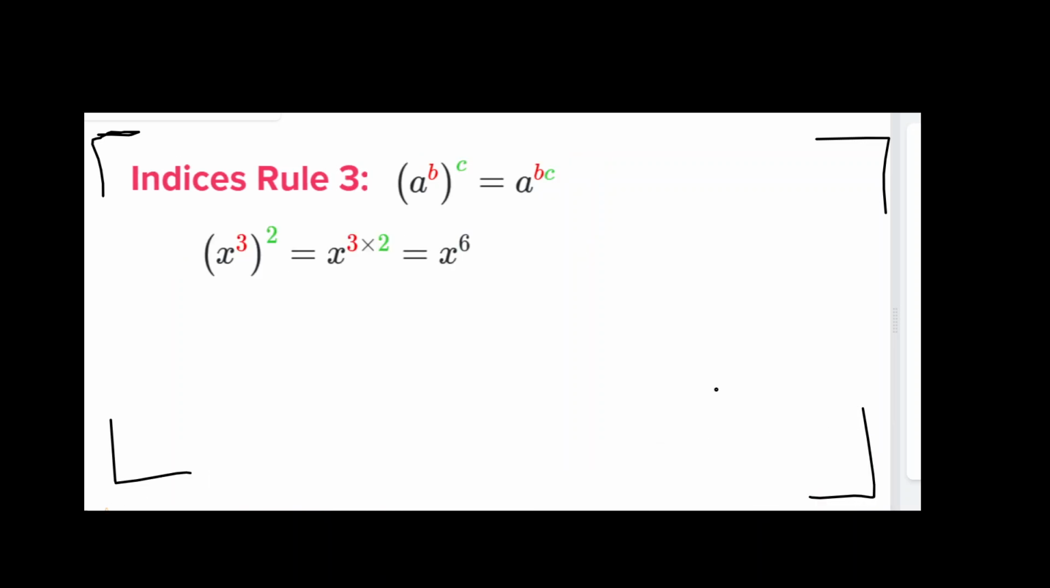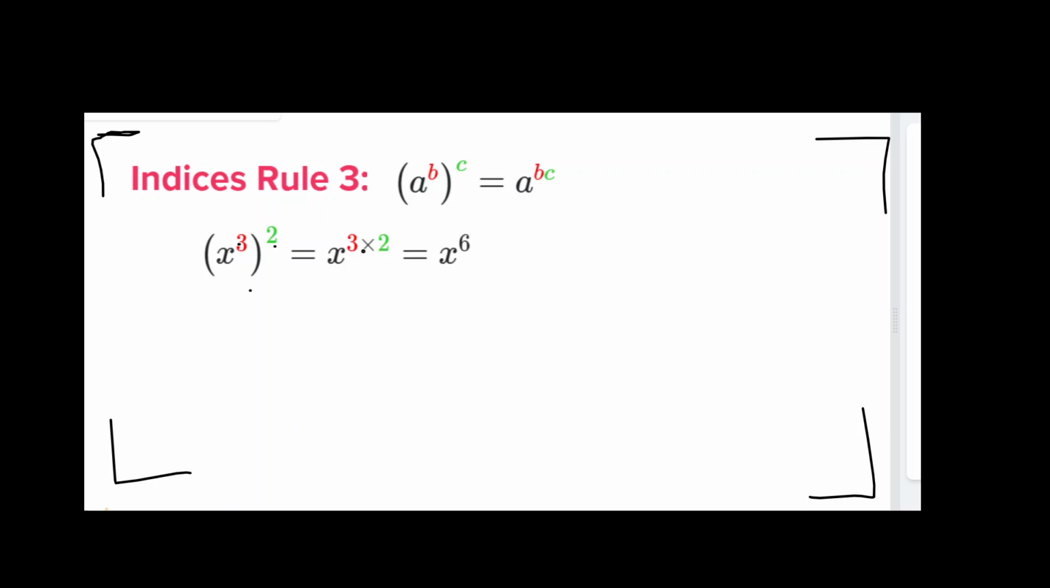Okay, next one. The third rule is where you have a power outside the standard expression you've been given. So there's a power inside and a power outside. The power that's inside and outside will multiply each other. So that's multiple powers you've got there. So this is already solved. x to the power of 3 and then to the power of 2 will be x to the power of 3 times 2, which is equal to x to the power of 6.